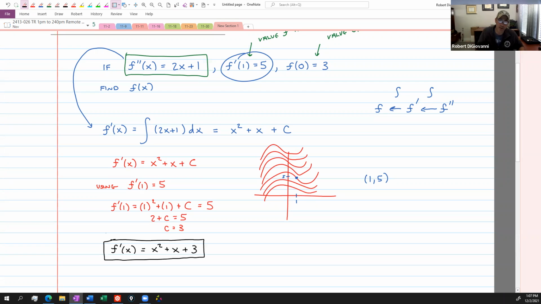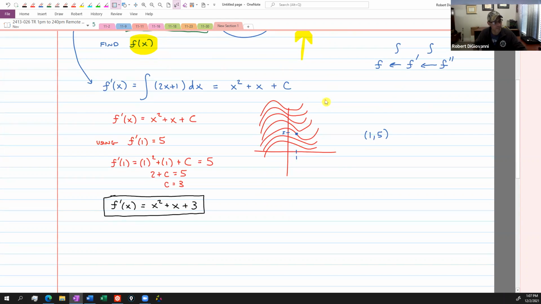But that's not what the question is asking for, right? The question is asking for the original function. So what I'm going to do is the same exact procedure, right? Do it again. But now I'll use this information about the original function because I'm going to get a plus c again. And so I'll use that information to nail down exactly the f. So here we go. I'm going to say that the original function is going to be the antiderivative of x squared plus x plus 3. Are there any questions?